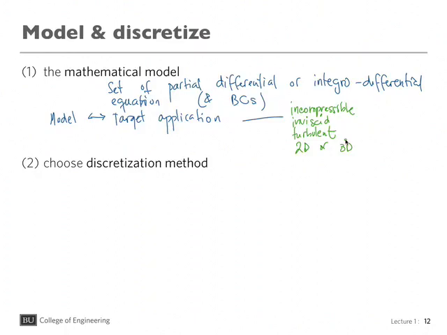Okay? So what is the discretization? After selecting the mathematical model, we need to select a means of discretization. The means of discretization refers to a method for approximating the PDEs, or integral differential equations, by a system of algebraic equations. And those we know how to solve, right? We know we can apply a linear solver and we can solve those.